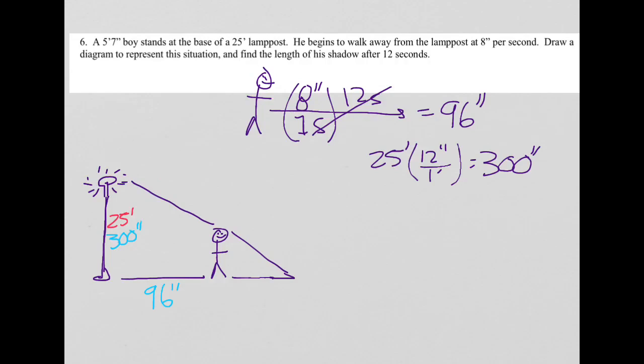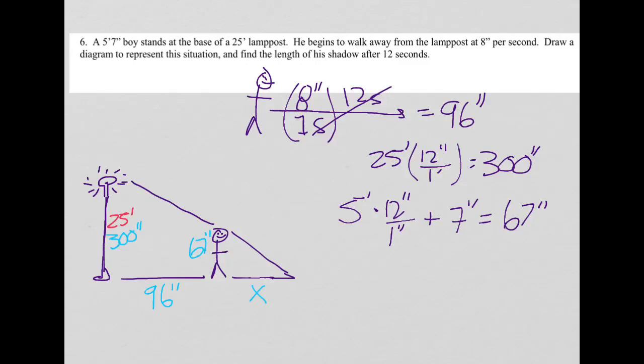So now let's figure out what that is totally in inches. So we know we have 5 feet times 12 inches per 1 foot plus that 7 inches, which should give us a total height of 67 inches. And so let's label that as well. He is 67 inches. The only thing we don't know is the length of his shadow, which is this bit right here. So we're going to call that x.